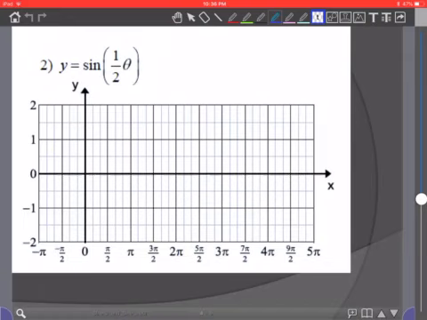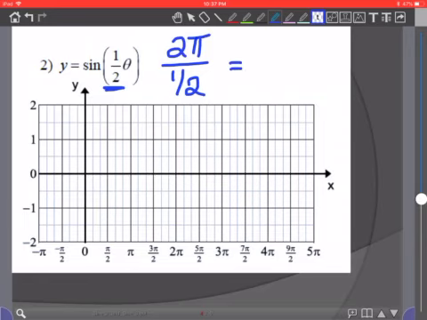Moving to worksheet Sine 3. So this value right here in front of theta is going to change the period. So I do 2 pi divided by my B value of 1/2. 2 pi divided by 1/2 is 4 pi.